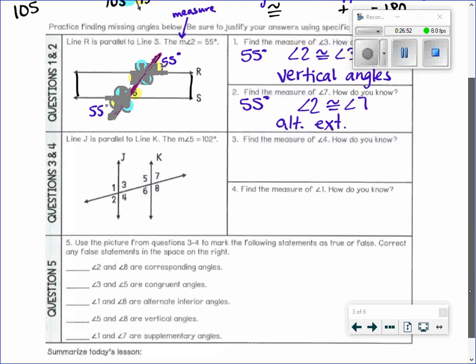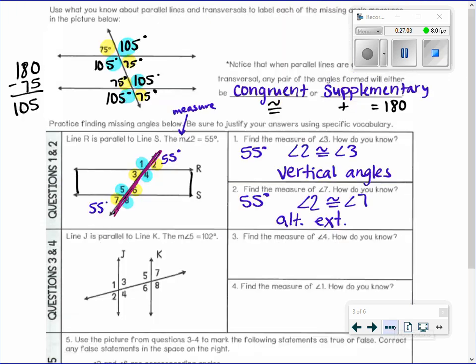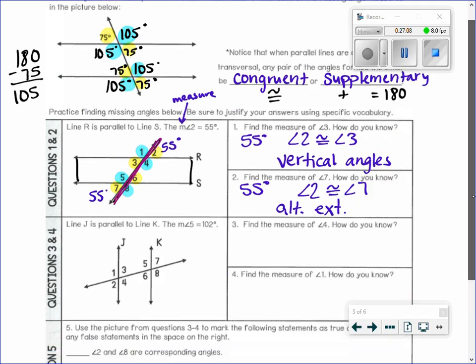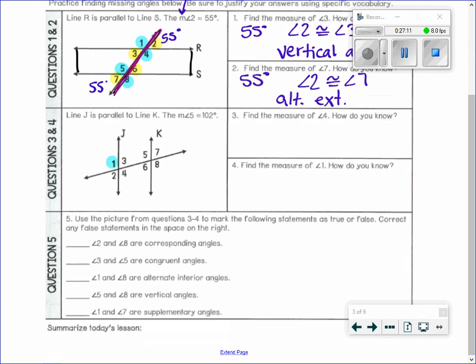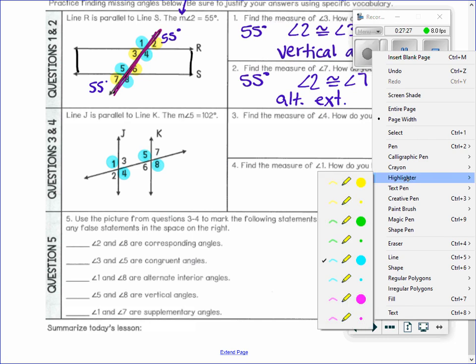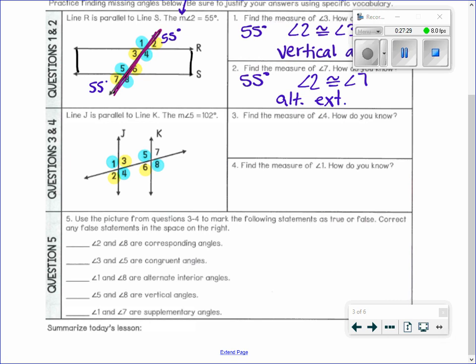Okay, couple more. Line J is parallel to line K. So now we have our visual shown the other way. First, let's highlight all the matching pieces. I'm going to highlight in blue my opposite equals. So I'm going to start with 1 in blue. What else is going to be blue? 4 and 5 and 8. It kind of makes a zigzag. And my yellow are going to be 2, 3, 6.